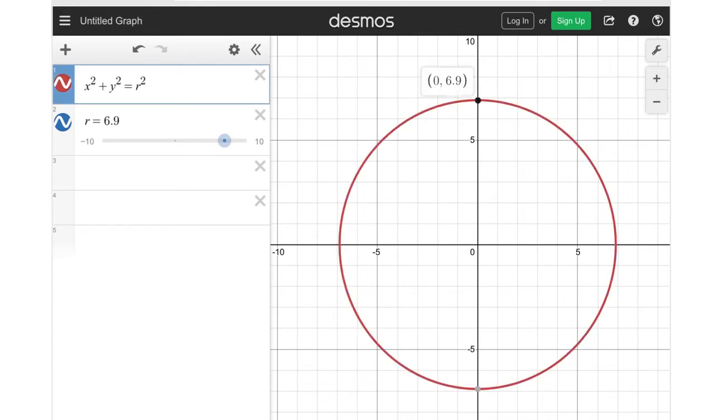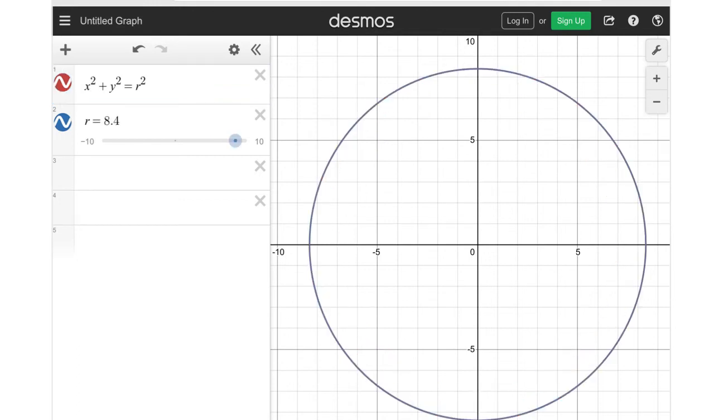So we can see it's at 6.9, so that means the radius is 6.9. Go here, we would expect it to be 8.4, and we can see the height of the circle is 8.4. We could see the width of it is at 8.4 and minus 8.4 and minus 8.4 at the bottom. So this is in fact the equation of a circle as expected.